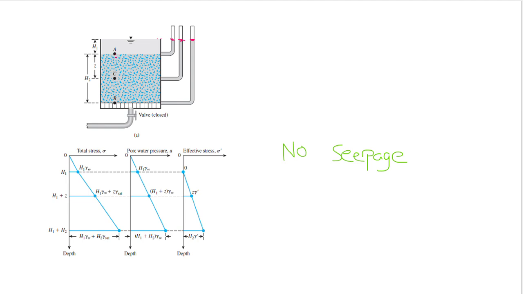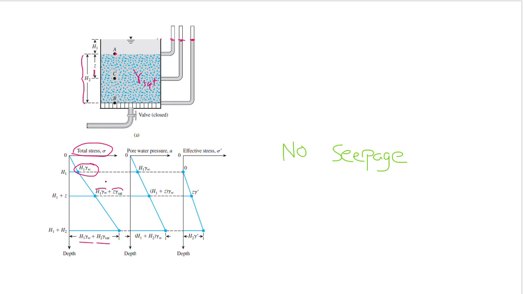Just a very short reminder: at point A, the total stress is the weight of the water, so it is H1 times gamma water. At point C, it is H1 gamma water as the first term, and then Z times the gamma for the soil, the gamma saturation. And for point B, it is the H1 gamma water plus H2 gamma saturation.